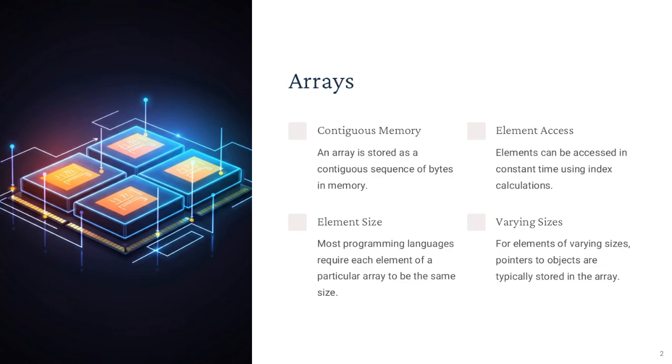It is stored as a contiguous block of memory, allowing rapid and direct access to elements. This property makes arrays an ideal choice for tasks requiring predictable memory layout and high-speed access. Accessing elements in arrays is performed using index calculations, which are computed in constant time. Most programming languages mandate uniform element sizes within an array to facilitate consistent memory addressing. However, when elements vary in size, arrays may store pointers instead, ensuring flexibility while maintaining efficiency. Arrays are fundamental for building other structures like matrices, stacks, and hash tables, showcasing their foundational role in computer science.